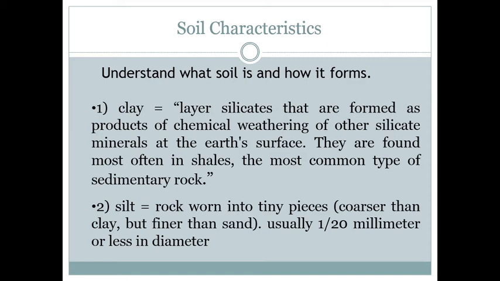So, in understanding what soil is and how it forms, of course, we have the soil characteristics, or the different types of soil. One, we have the clay. The clay, the layer silicates that are formed as products of chemical weathering of other silicate minerals at the Earth's surface. They are found most often in shales, the most common type of sedimentary rock. And then we have also the silt. The rock worn into tiny pieces, coarser than clay but finer than sand, usually 1/20 millimeter or less in diameter.